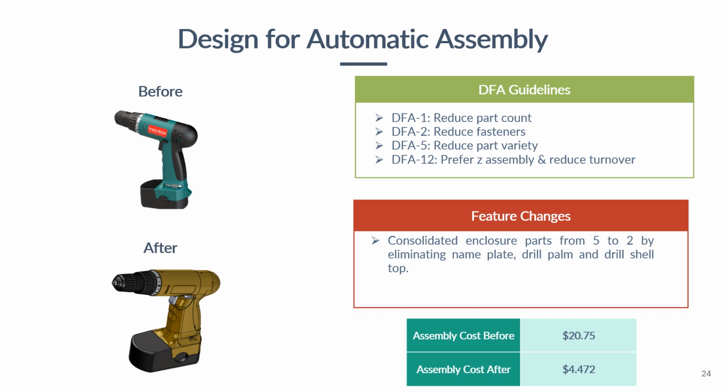This slide highlights improvements in automatic assembly design. By following DFA guidelines, such as reducing part count, fasteners, and part variety, we consolidated 5 enclosure parts into 2 by eliminating the nameplate, drill palm, and drill shell top. This simplification significantly reduced the assembly costs from $20.75 to just $4.47. These changes improve efficiency, streamline production, and lower manufacturing expenses.